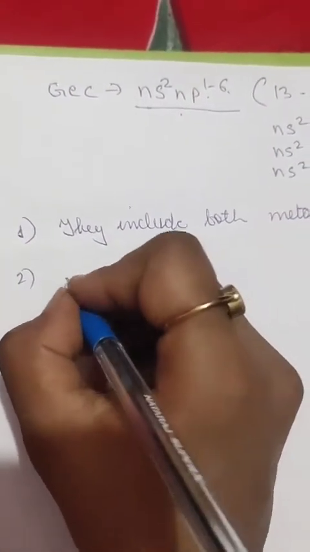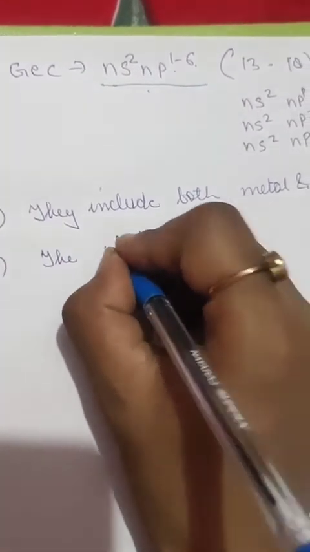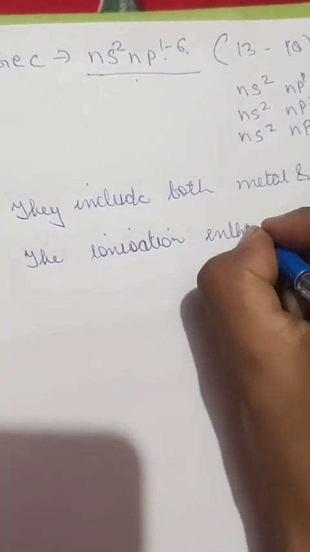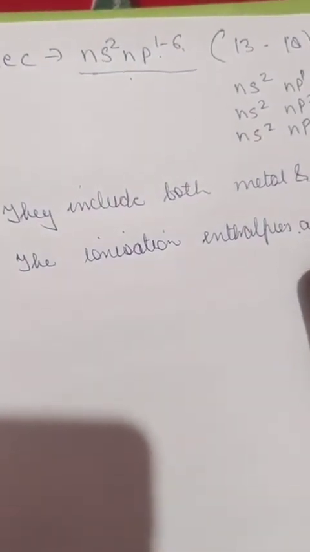Okay, and then the ionization enthalpies of these groups, of this p block, are relatively high as compared to the s block elements, because the s block elements had low ionization enthalpy, but p block elements have ionization enthalpies that are high than s block elements.